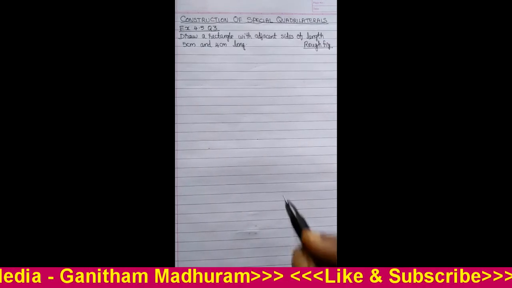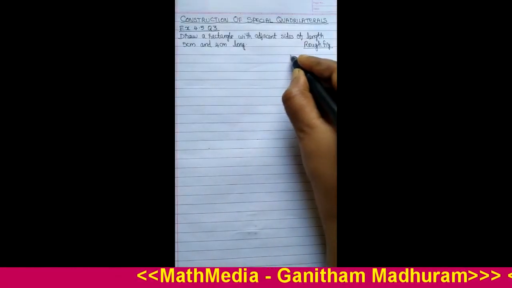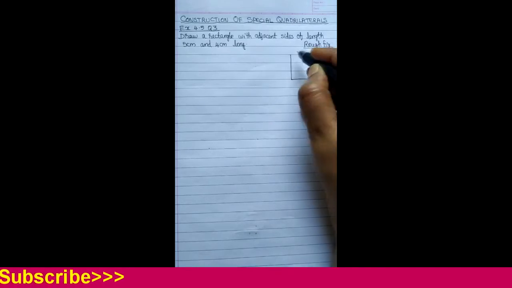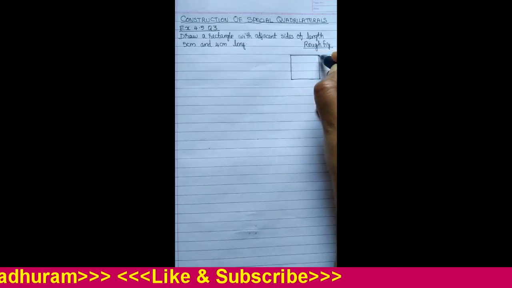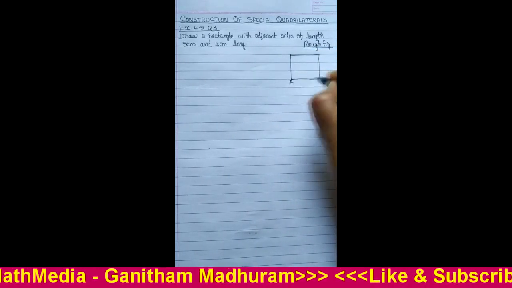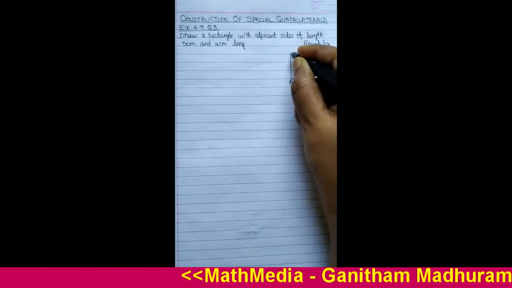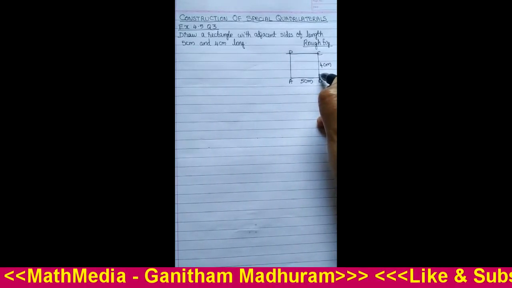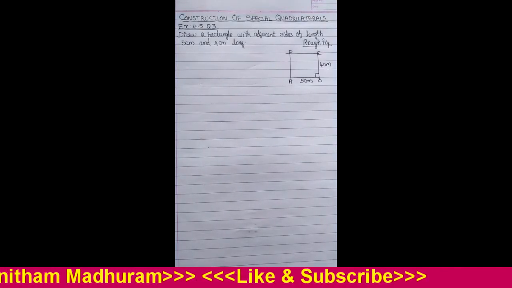So first of all we can draw a rough figure of the rectangle. A, B, C, D. AB is 5 cm, CD is 4 cm. And you know that all angles of a rectangle are 90 degrees. So we can use that property to construct this rectangle.